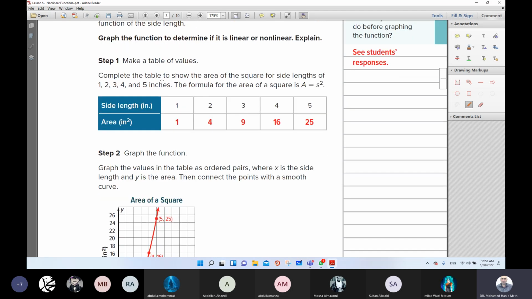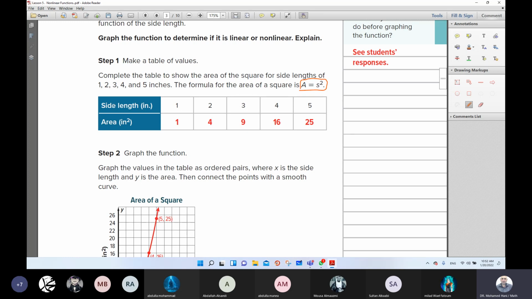Complete the table to show the area of the square for side lengths of 1, 2, 3, 4, and 5 inches. These are the values for the length of the sides. So the formula of the area of a square is A equals s squared. A equals s squared. So the first step, create the table.